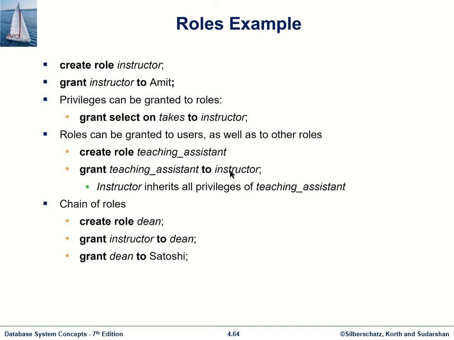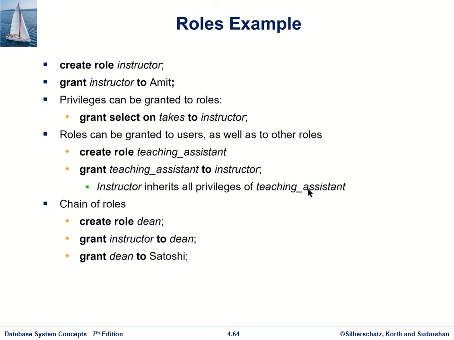That means the instructor belongs to this role. This is one role, this is another role. So the instructor role becomes a subgroup of teaching assistant. So the instructor has all the privileges because this is the parent, this is the child. So grant Amit to instructor. This is only one example. Of course, this one inherits all the privileges of this group.